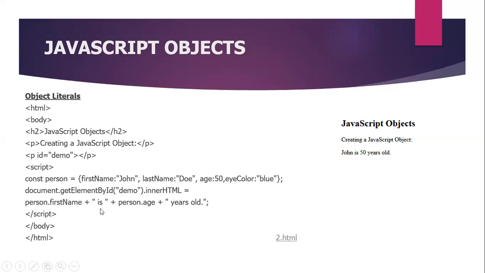Next I'm going to print "is", giving that as a string value within quotes, and then person.age. So age is 50. So "John is 50 years old" will be the output.